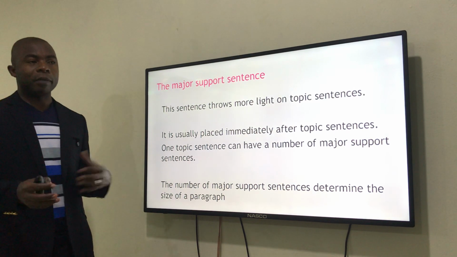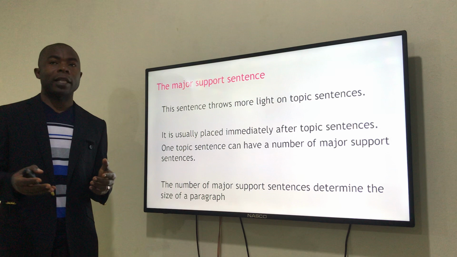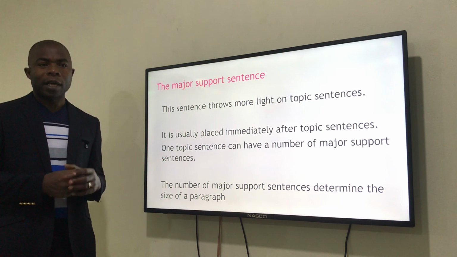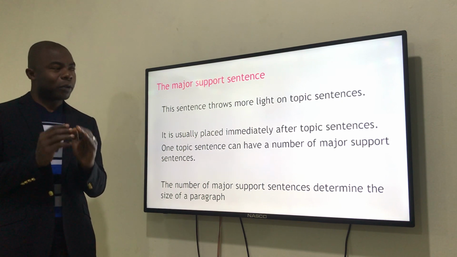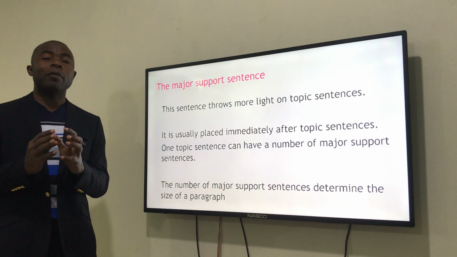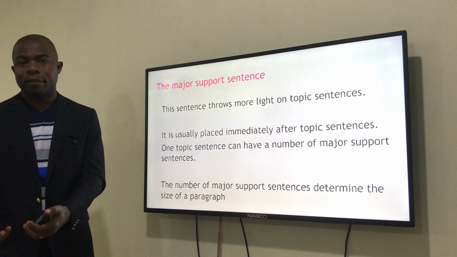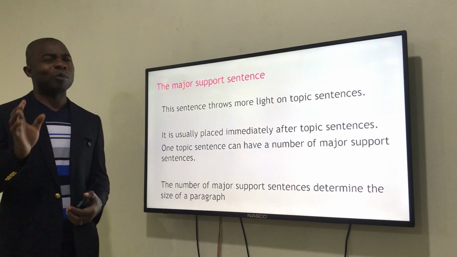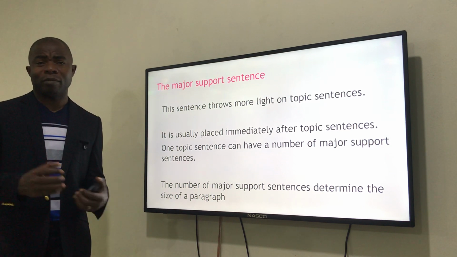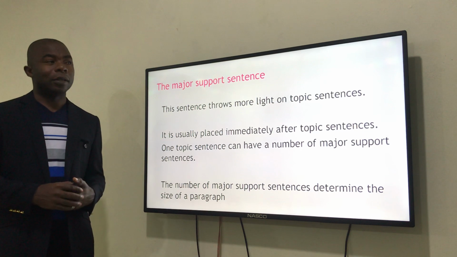We gave an example from the beginning: there are many ways to kill a cat, as a topic sentence. A major support sentence can be, one of the ways to kill a cat is to drown it. Of course, that's cruel. I think that is cruel, but some people do that. That's just by the way.